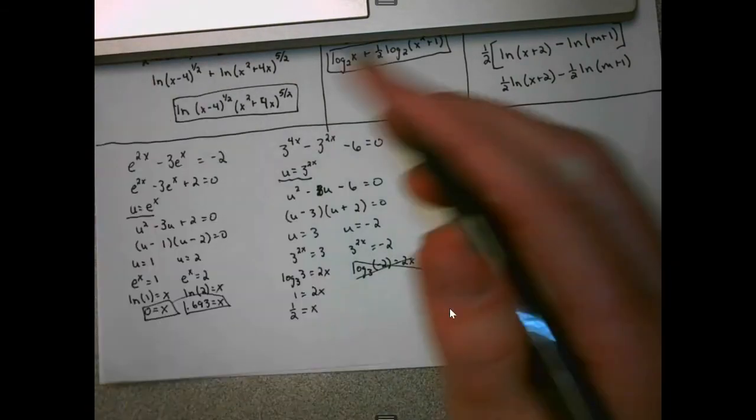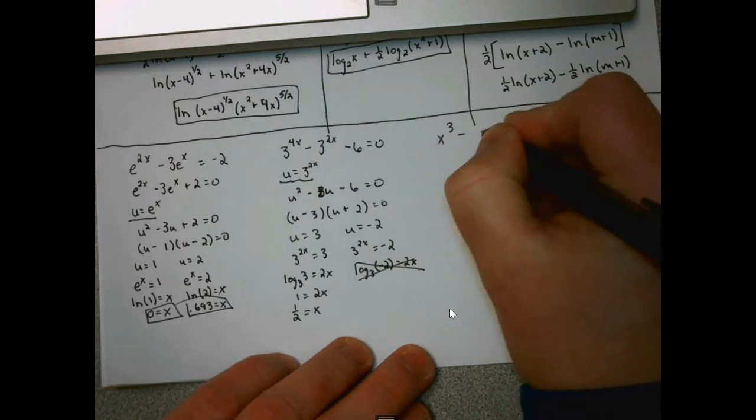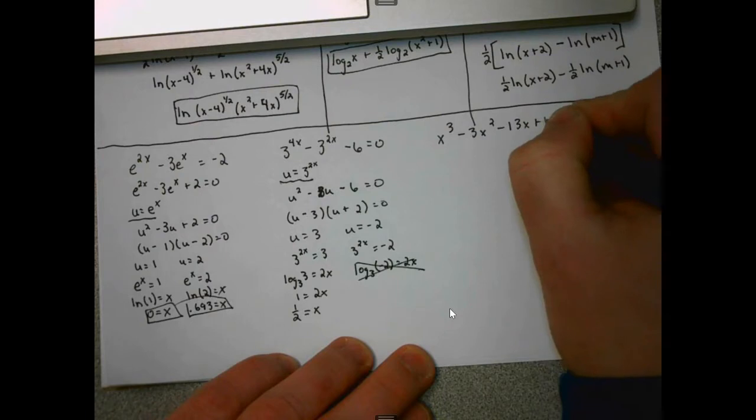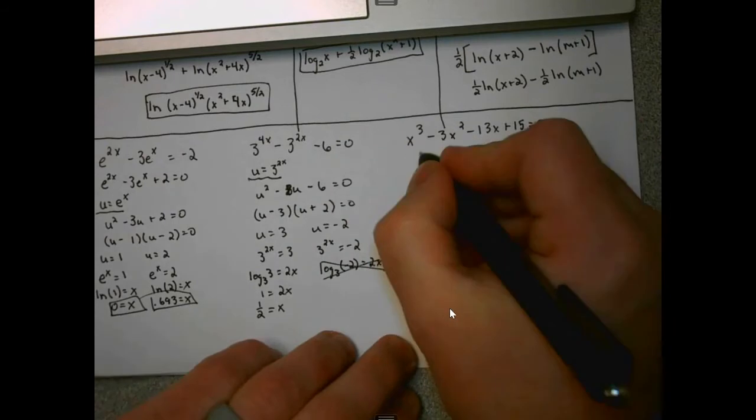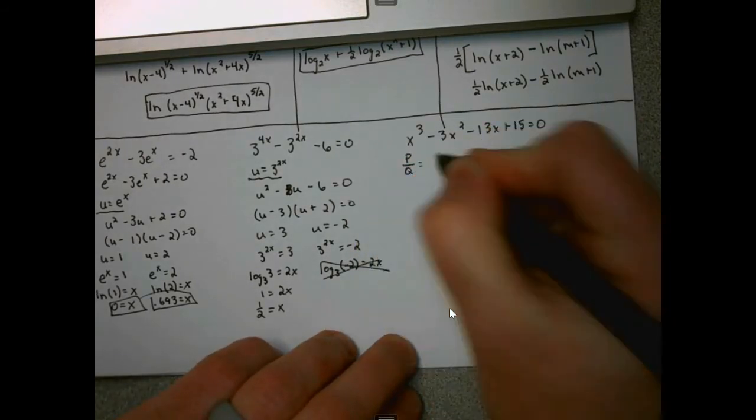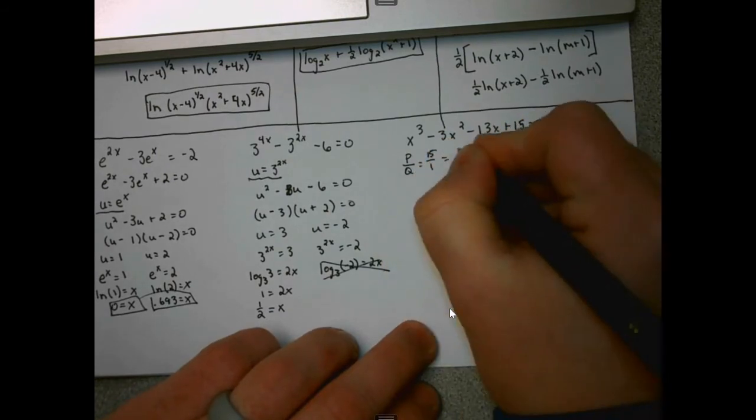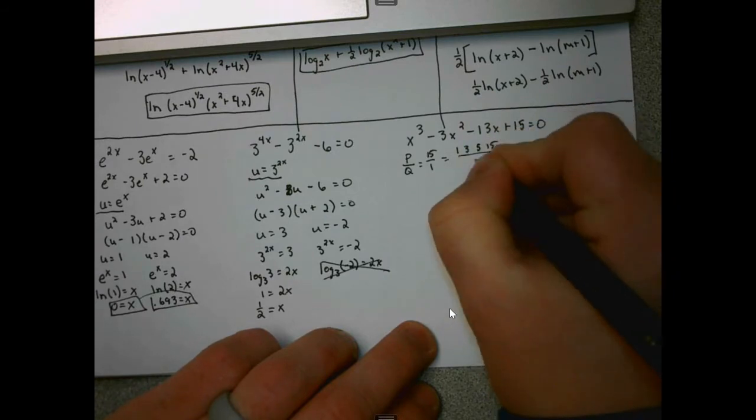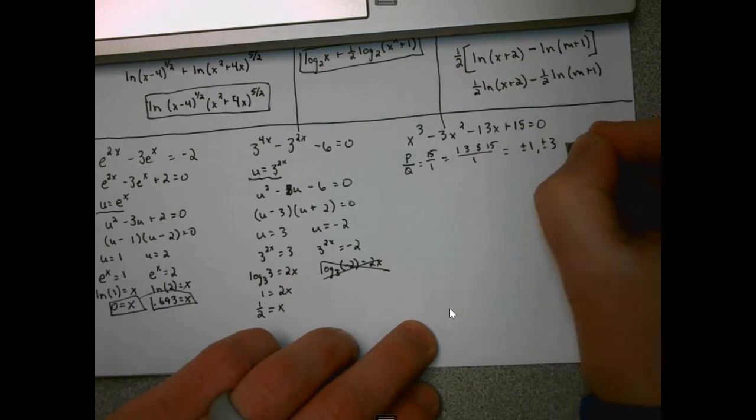Okay, part C and D, we have x to the third minus 3x squared minus 13x plus 15 equals 0. Okay, we can look at P's and Q's. So P over Q, and P would be 15, Q is 1. So that's 1, 3, 5, 15, all over 1. So your possibilities are plus minus 1, plus minus 3, plus minus 5, and plus minus 15.